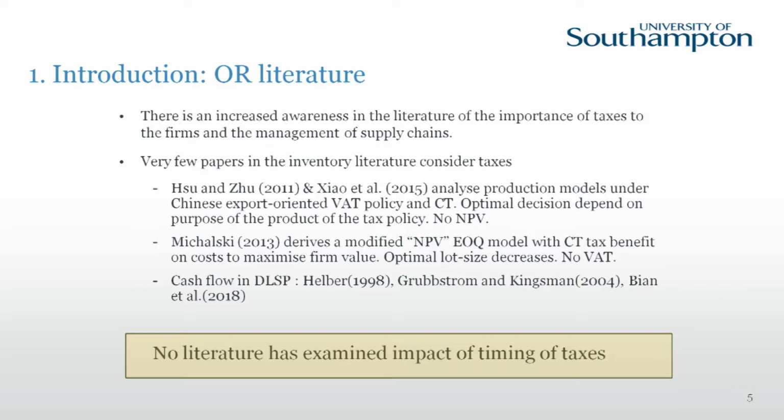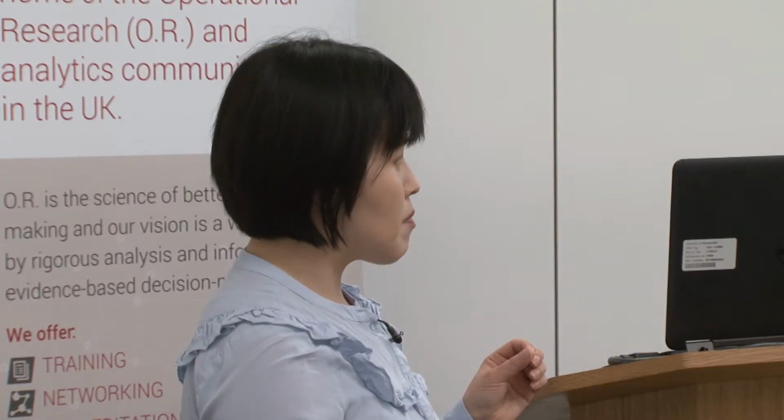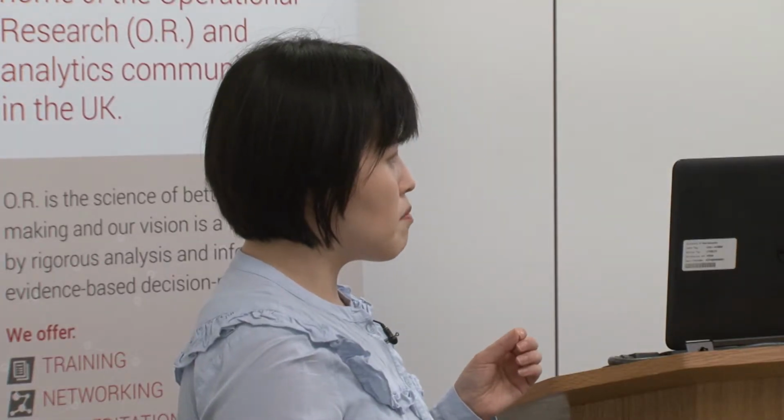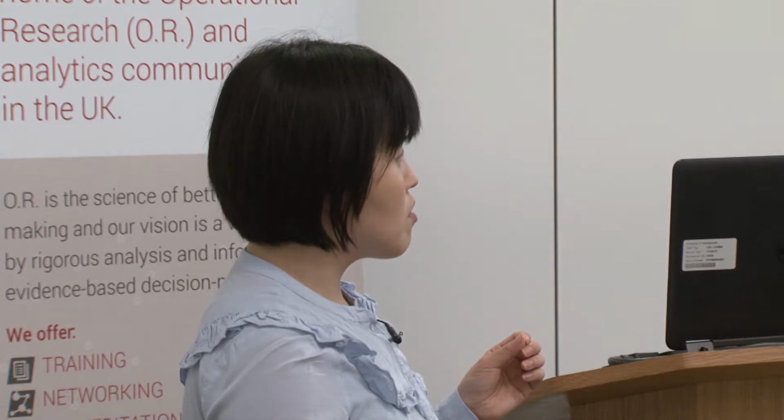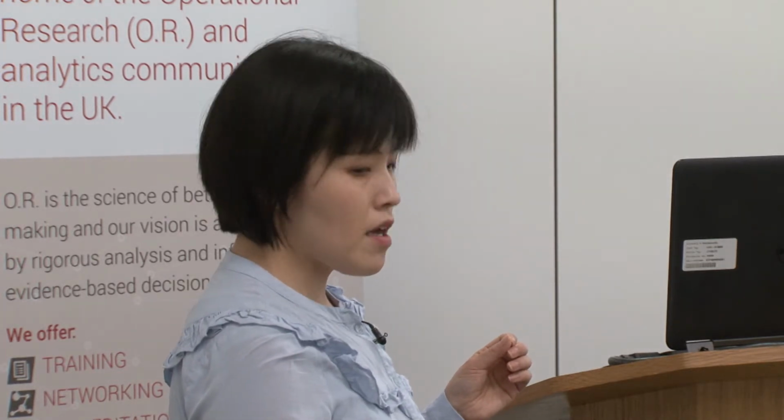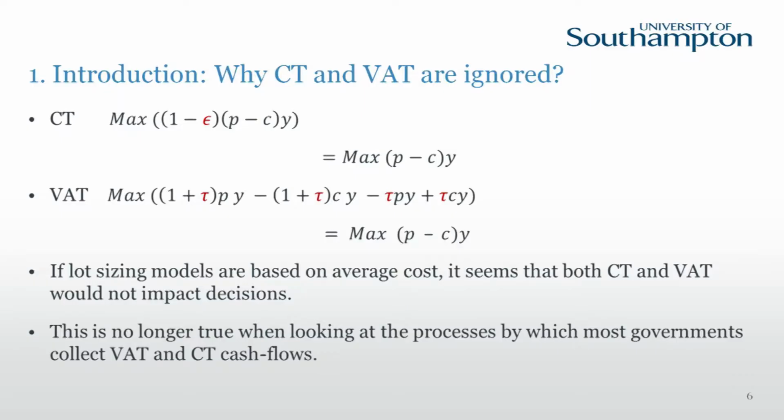In lots of inventory models taxes are applied, but most of the taxes are treated as a fixed rate. How the tax is collected and how it is paid back is not explained. So we can find that no literature has examined the impact of the timing of taxes. We're looking at why it is being ignored. Most operations want to maximize the profit after taxes, and as epsilon is the corporation tax rate, being a fixed rate, they only need to maximize the profit before taxes.